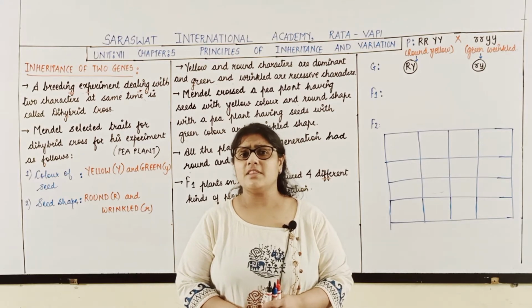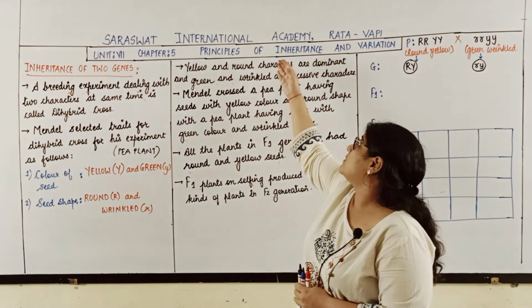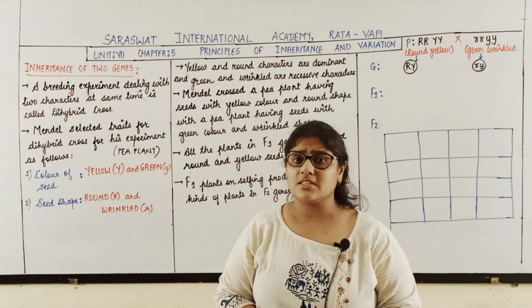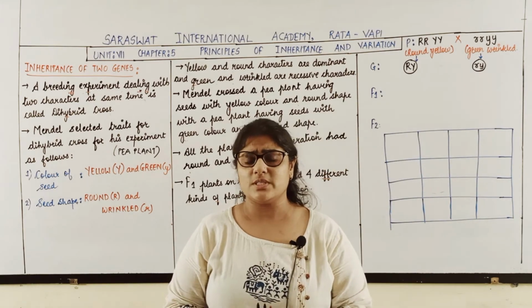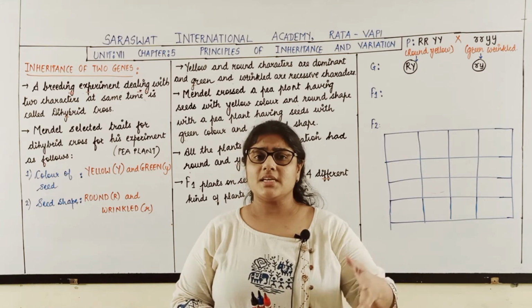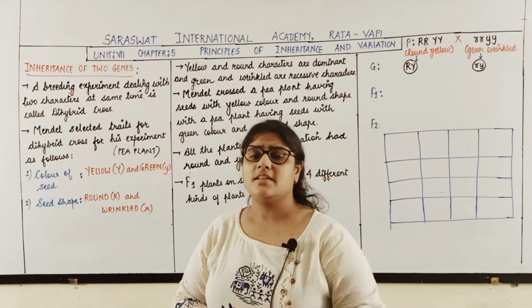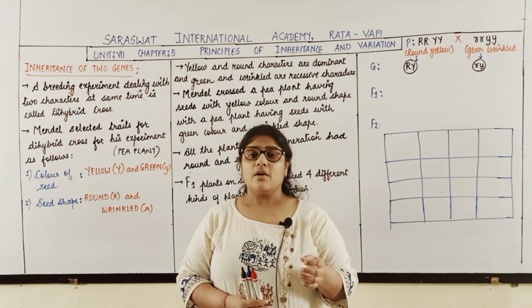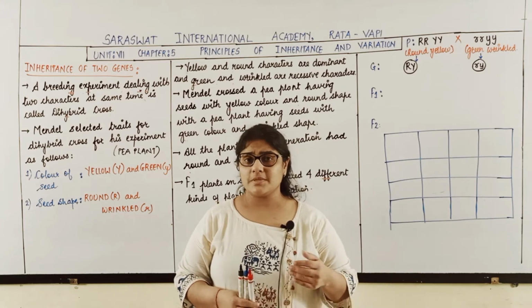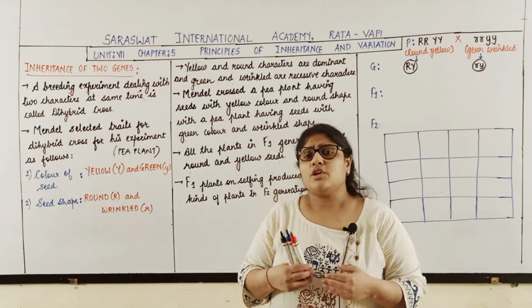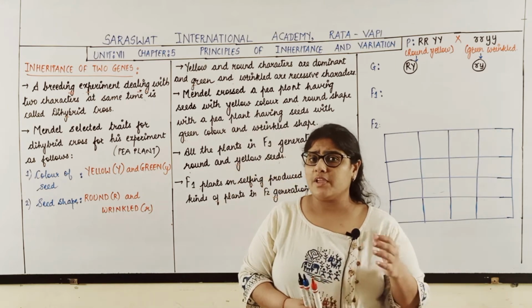Today we will begin with the next part of the chapter, Principles of Inheritance and Variations. Students, in the previous videos, we have studied Mendel's monohybrid experiment. The experiments which deal with the inheritance of one gene are called monohybrid experiments. From the monohybrid experiment, Mendel derived certain conclusions, and today we know them in the form of the laws of inheritance.